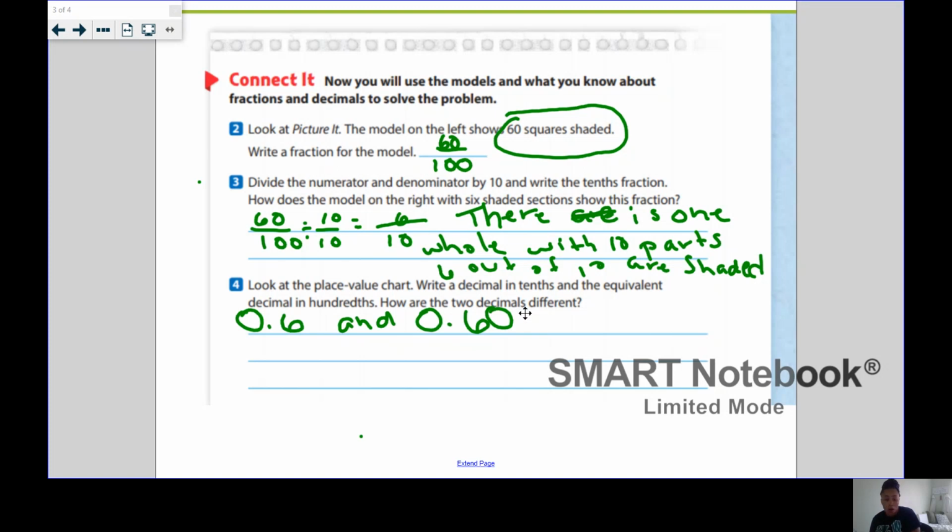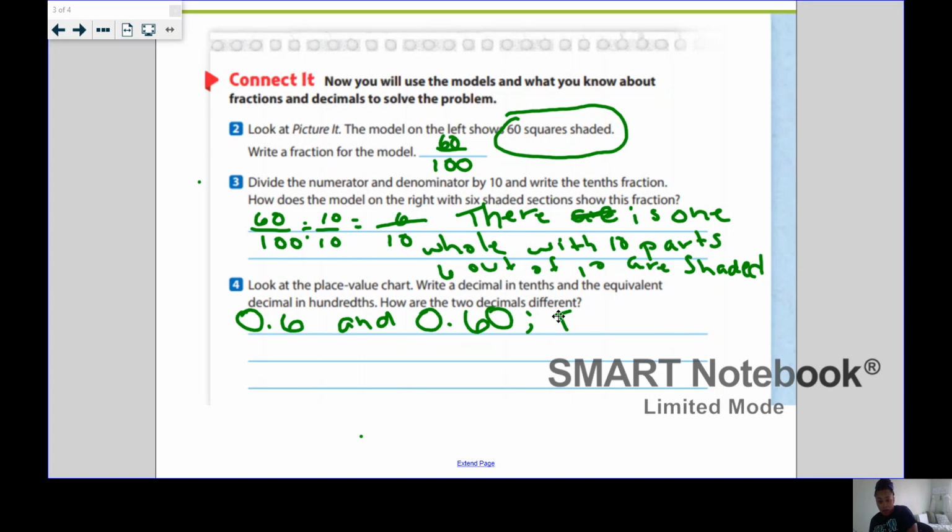And then it wants to know, how are the two decimals different? And I don't want to see, oh, I just added a 0. No, you don't just add a 0. There is more detail to that. So you could put something like, the hundredths decimal is the same as the tenths decimal, except it has a 0 in the hundredths place. So make sure you're using that place value.